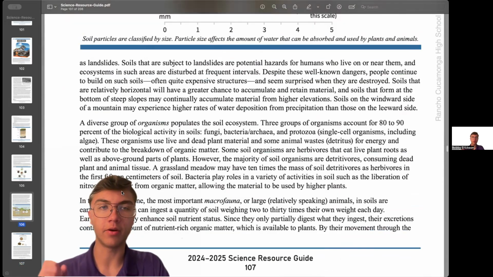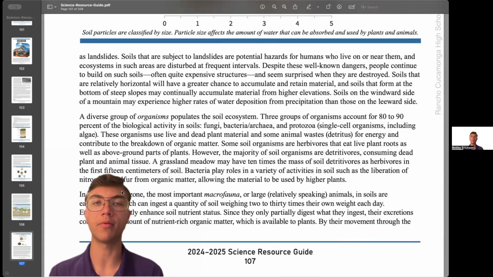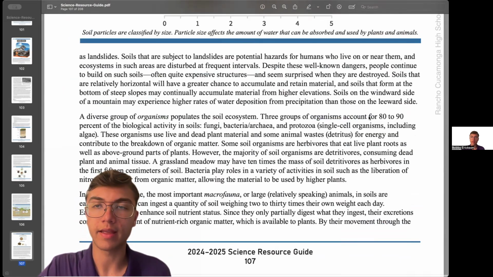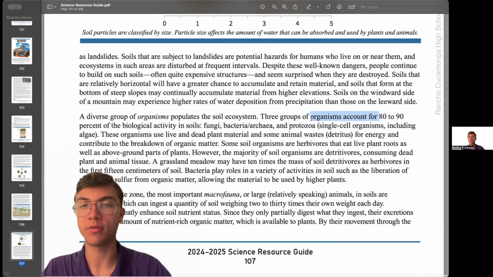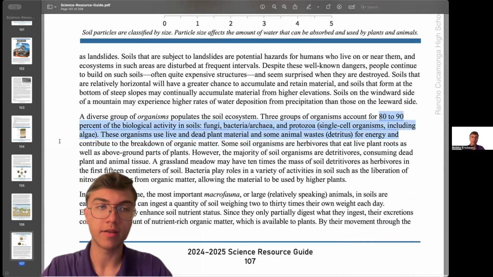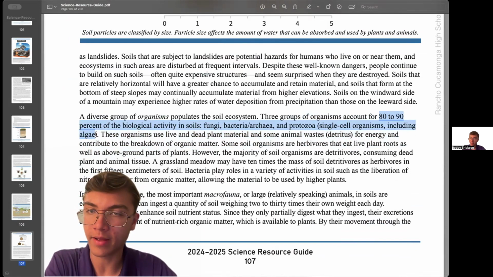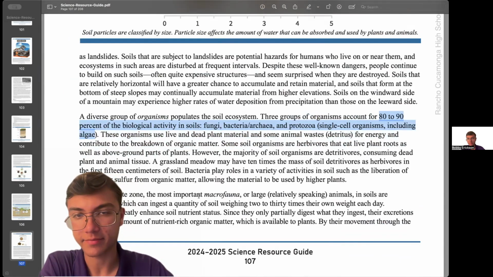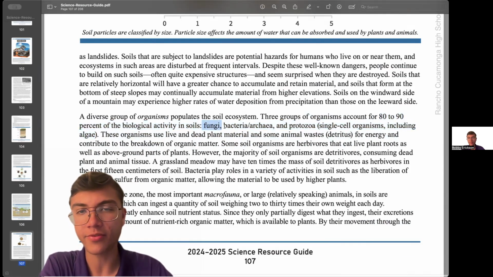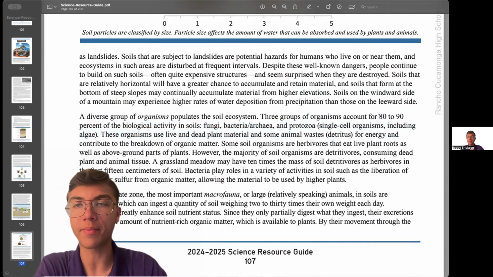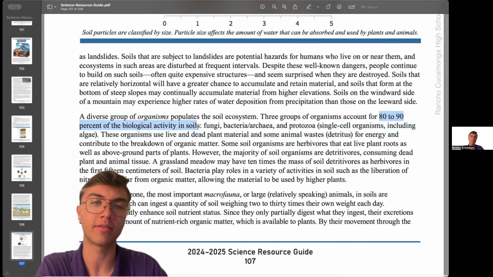So then we're going to continue on to talking about organisms making up the soil ecosystem. Now, this next little sentence here: organisms account for 80 to 90% of the biological activity in soils: fungi, bacteria/archaea, and protozoa, single-celled organisms, including algae. So this was actually a question I got wrong at my competition, I believe, for Academic. And you see, I didn't realize that it was fungi, bacteria/archaea, and protozoa there. And so this made up 80 to 90% of the biological activity in soils.